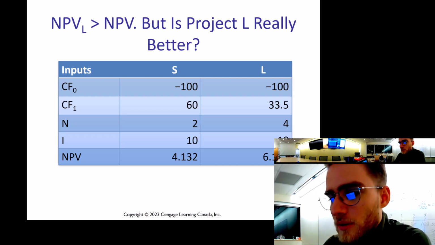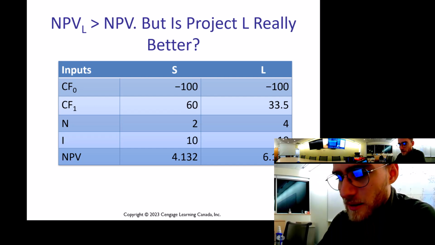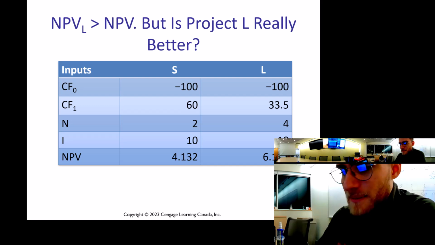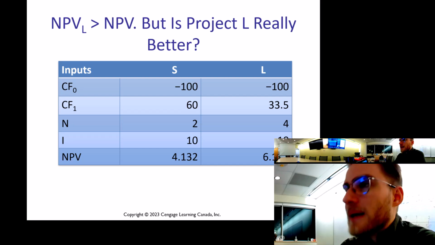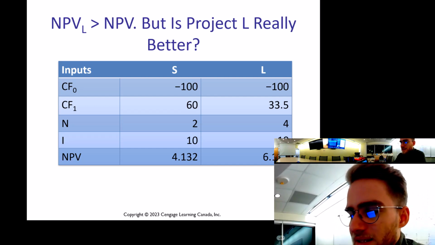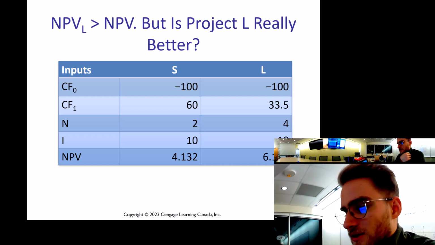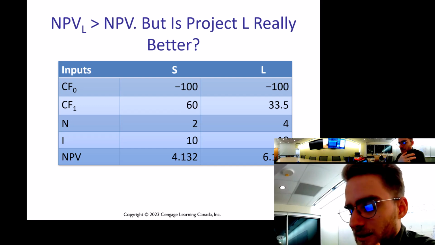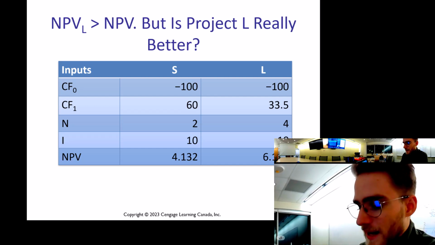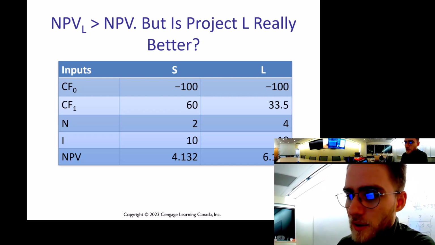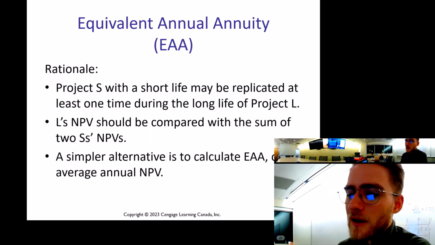So if I do the NPV analysis of Project S versus Project L, what I end up with is an NPV of 4.13 for Project S, and for Project L, an NPV of 6.19, right? So in this case, we're showing that Project L is more attractive. It's worth more in today's dollars, but Project S is also wrapped up and done a lot faster, and I get my money a lot faster as well, right? So is Project L really better, factoring in how fast I get my money?